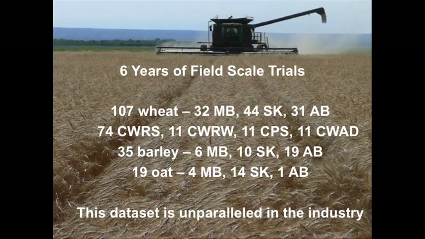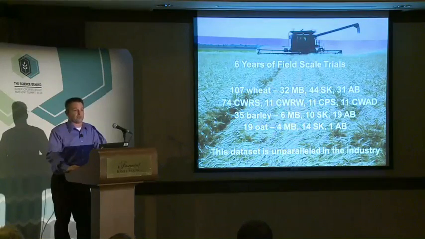6 years of field scale trials, 107 trials, nicely spread across the West. You can see the big chunk of it is in the hard red springs, but we do have some hits in winter wheat, the softs and durums, 35 hits on barley, and 19 oat trials. It's a very large database, and I'm very proud to say that no one else in the industry today has a database of this size and magnitude in a replicated strip trial program. There are lots of other trial programs out there, a lot of them primarily side-by-side based, but no one else in the industry has a data set like this.